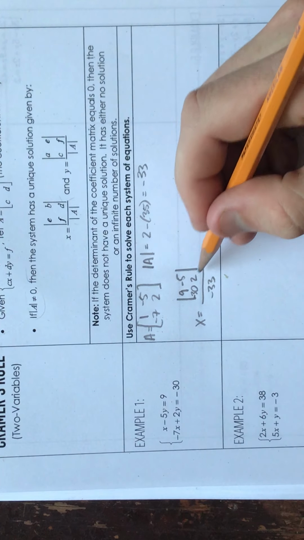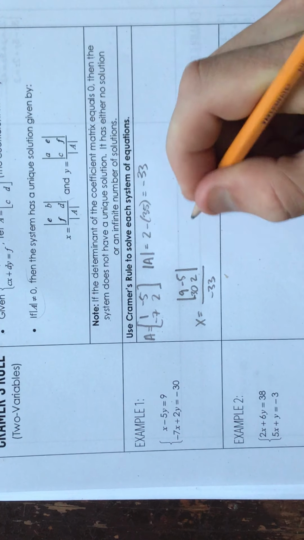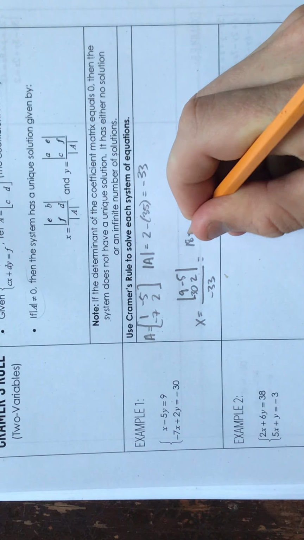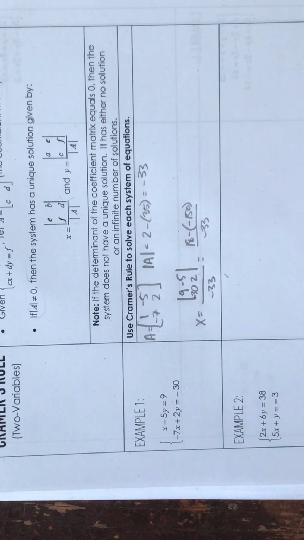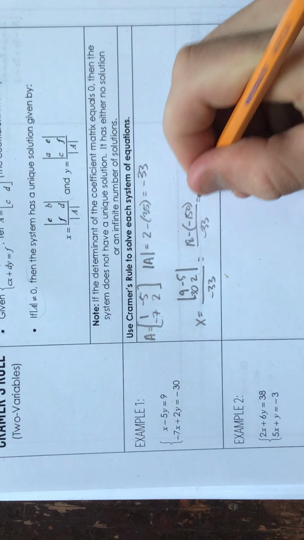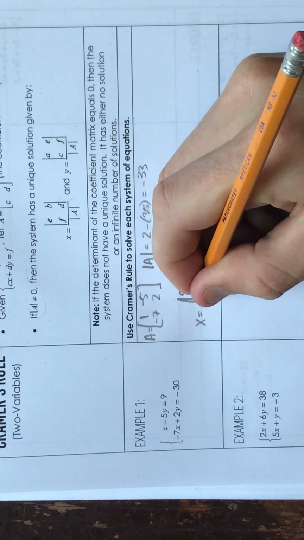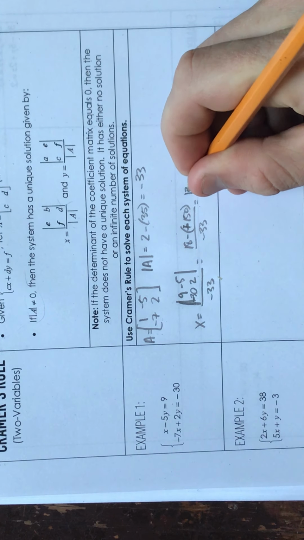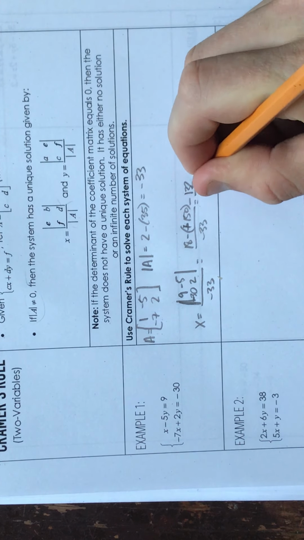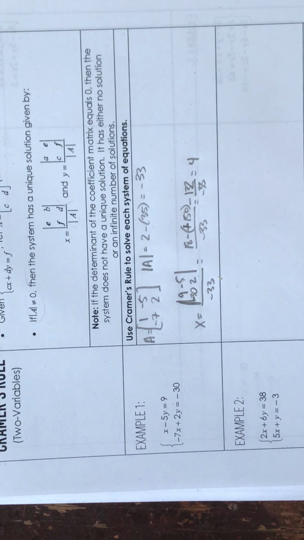So we have to figure out this determinant, which is going to be 9 times 2, which is 18, minus 30 times 5, so that's going to be 18 minus -150, over -33. Oh sorry, you know what, that should be a positive 150, because they're both negative. I missed that negative on the 30. And then that's going to give us something like -132 over -33, which reduces down to 4. So our x value for this is 4.